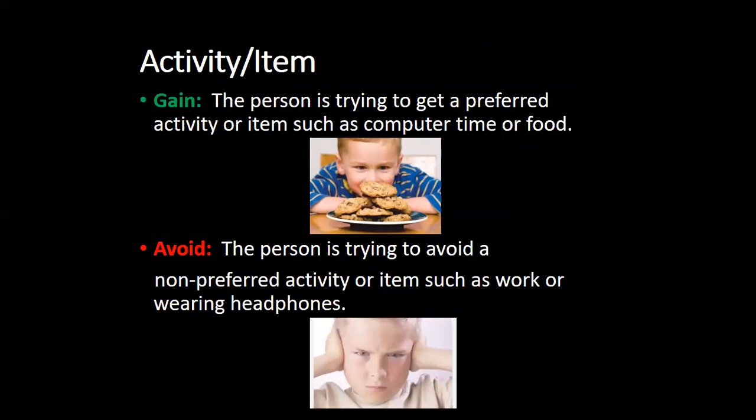So people engage in behaviors to both obtain and avoid activities such as work and items such as food. As illustrated with the previous video clip of the twins, both wanted access to the pacifier.